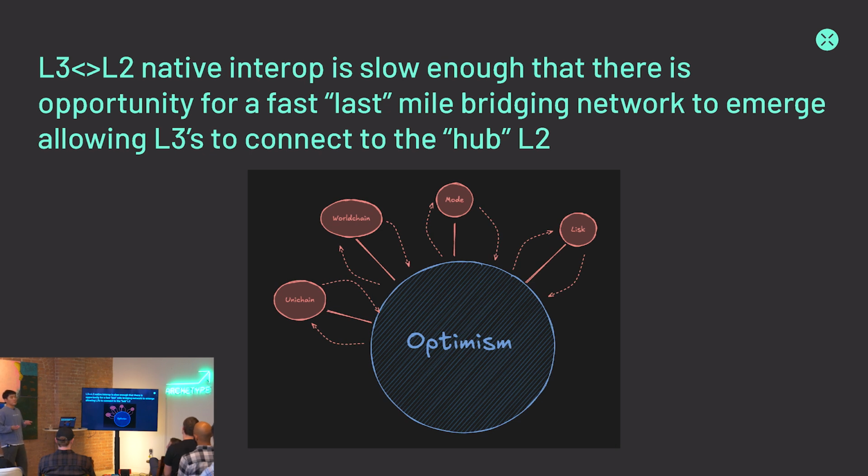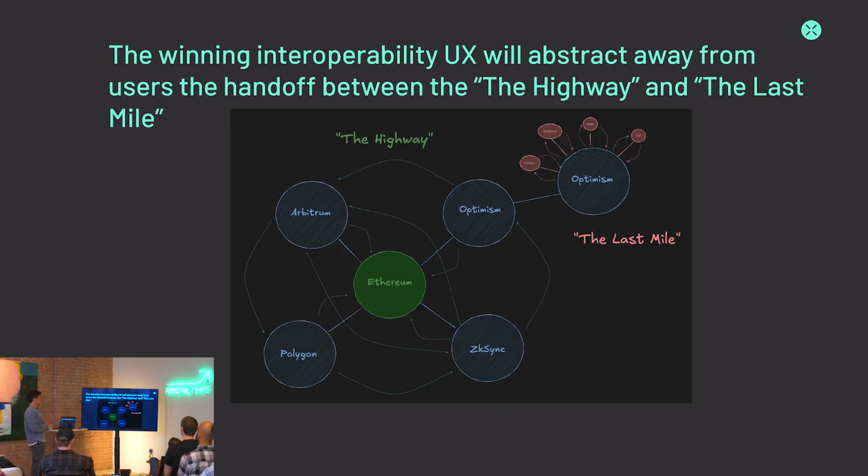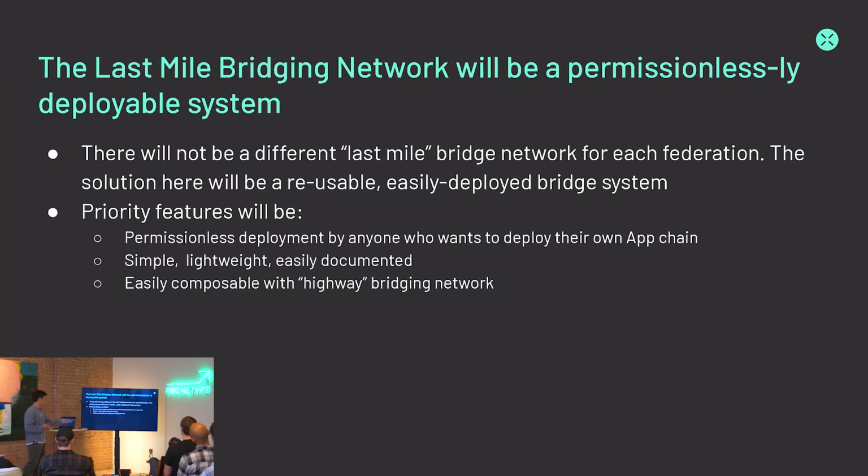But users are still going to demand faster. They're going to be willing to pay some trivial fee for a faster bridging solution. And this is what I think this last mile bridging network is going to look like. And it might not even be a network. It might just be something that is... sorry, I'll go back to that slide.